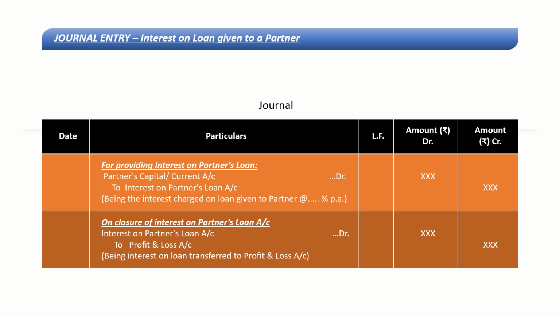Be very careful. Similarly, if there is a loan which is given to a partner, okay, firm has given a loan to the partner, in that case, partner's capital or current account comes into picture. Okay, so partner's capital or current account is debited to interest on partner's loan account, and that is credited to profit and loss account. See, interest on partner's loan account is credited to profit and loss account. Because it's an income to the firm, it is written on the credit side of profit and loss account. Okay, and in the partner's capital account, we write it on the debit side, or current account if it is a fixed capital method.